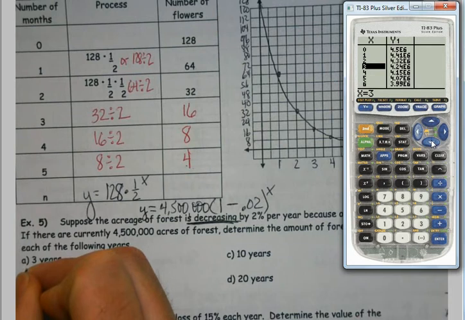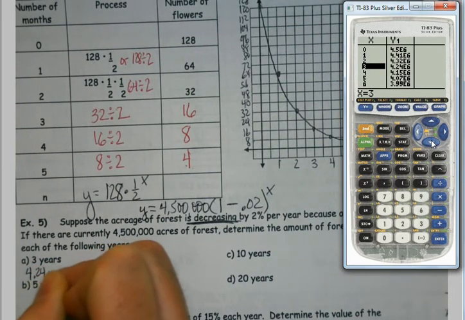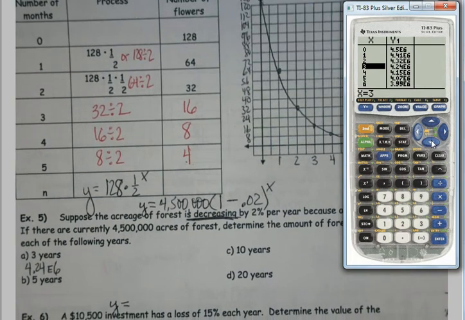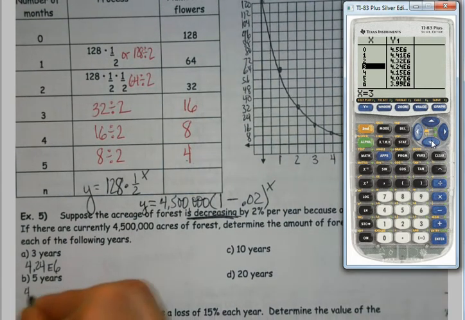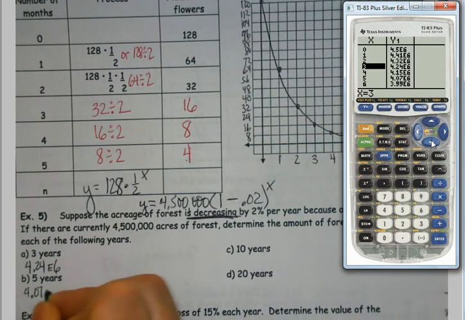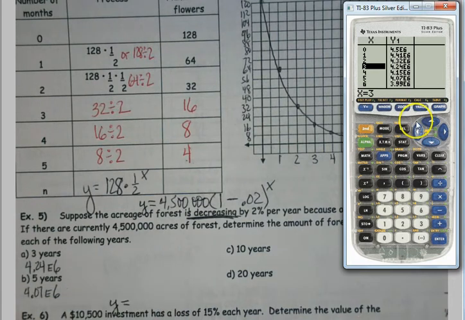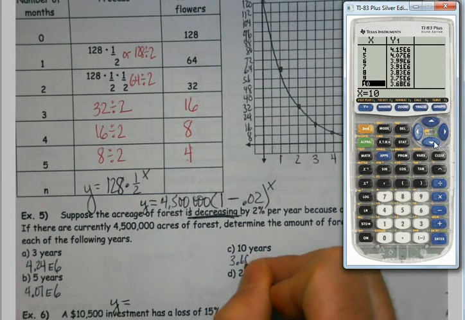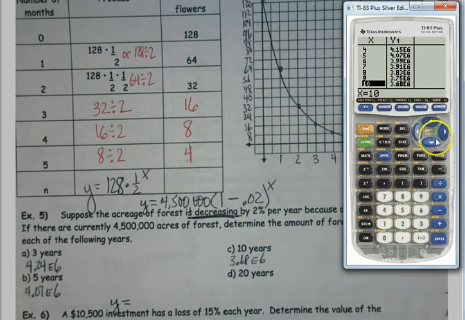So for right now, I'm just going to write down what I see here. I'm going to put it down here so I can see what this means in a second. So 4.24 e to the 6th. We're not going to leave it this way, but we're going to write it down till we figure out what this means. So 4.07 e to the 6th, 10 years, 3.68 e to the 6th, 20 years. That's a long time. 3 e to the 6th.